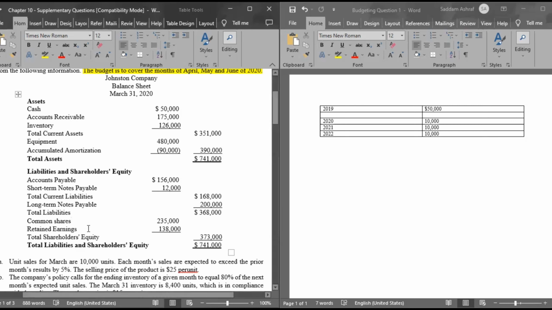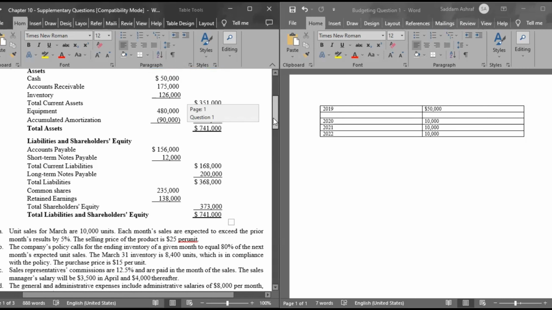So next, there is retained earnings. Have you any idea about retained earnings? In fact, this is the previous year's profit you have retained in the business. It is known as retained earnings.